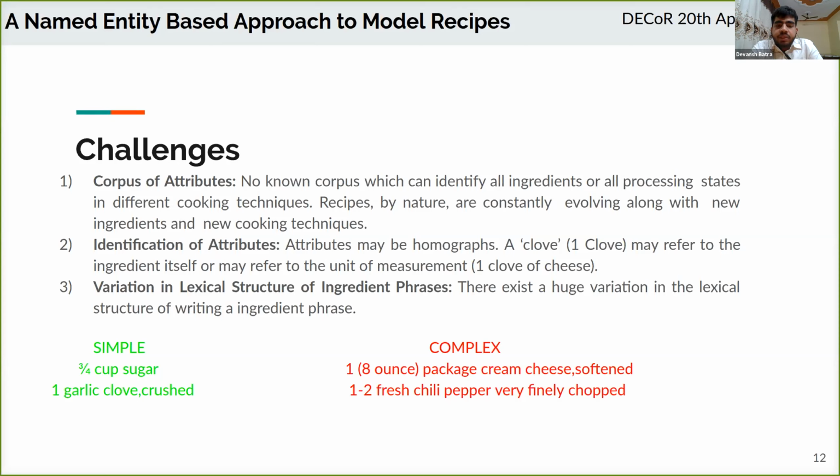Variation in lexical structure of ingredient phrases. There exists a huge variation in the lexical structure of writing an ingredient phrase. So if someone tries a parsing-based approach, that may not work very well, because you can see there are simple and complex types of ingredient phrases which have been explained here. 3/4 cup of sugar, which is relatively simple, versus something like 1 packaged cream cheese, which could also be read as 8 ounces of packaged cream cheese, softened.